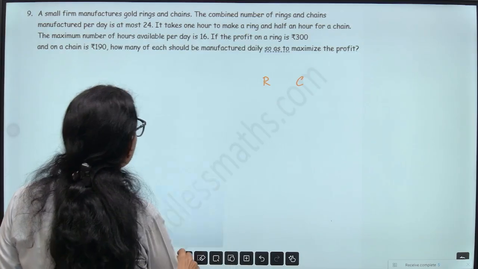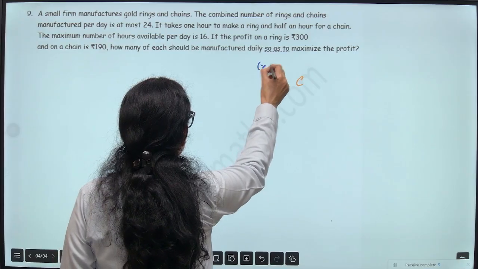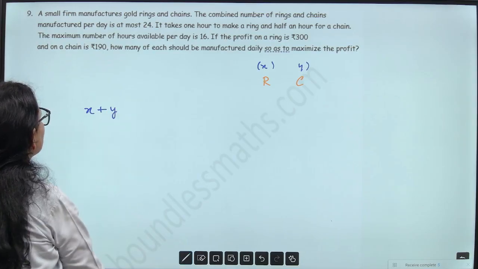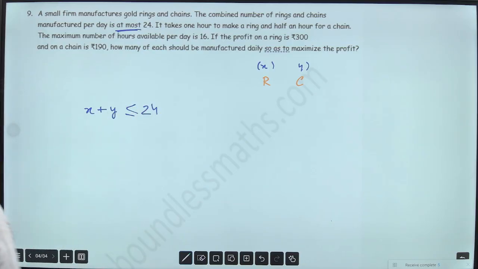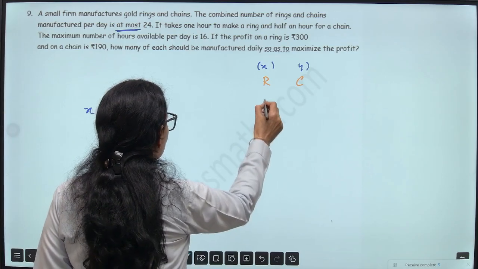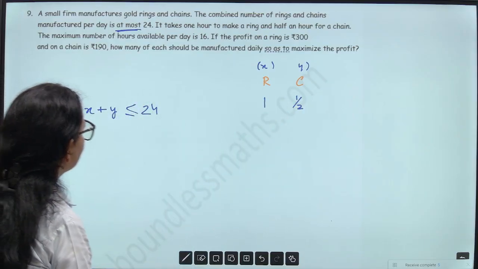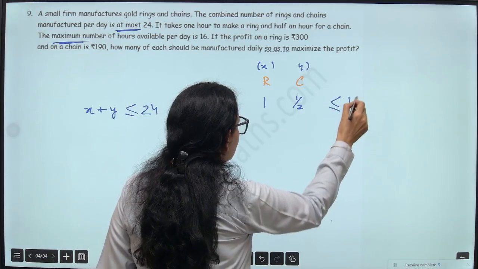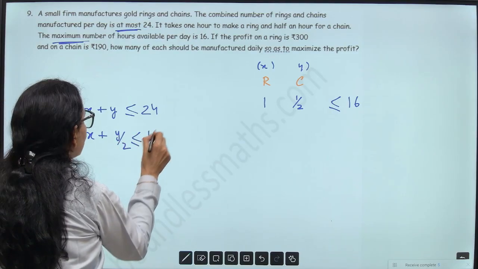So rings and chains, the combined number of rings and chains manufactured per day is at most 24. So let this be x, let this be y. So that means x plus y is at most 24. So that means less than 24 is the production quantity. It takes 1 hour to make a ring and half an hour for a chain. So 1 hour for the ring and half an hour for the chain. The maximum number of hours available per day is 16. It is the maximum available, so it has to be less than equal to 16. That means x plus y by 2 has to be less than equal to 16.